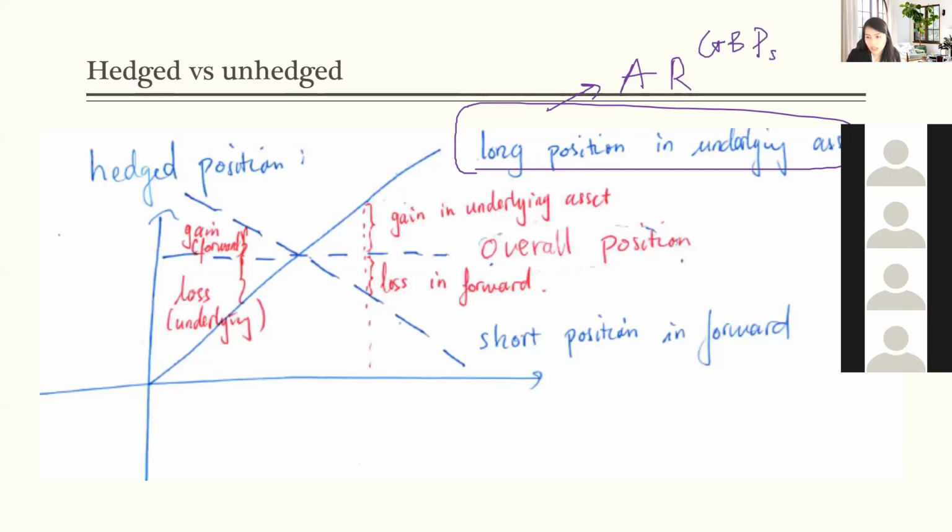Excuse me, ma'am. Sorry to interrupt you. What do you mean by underlying asset? That's the position that you want to hedge. In this case, let's say I've got 3,000 pounds that I expect to receive in 3 months' time. That will be my underlying asset.